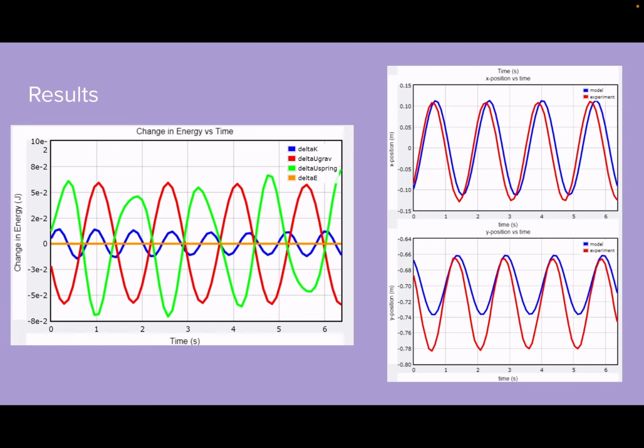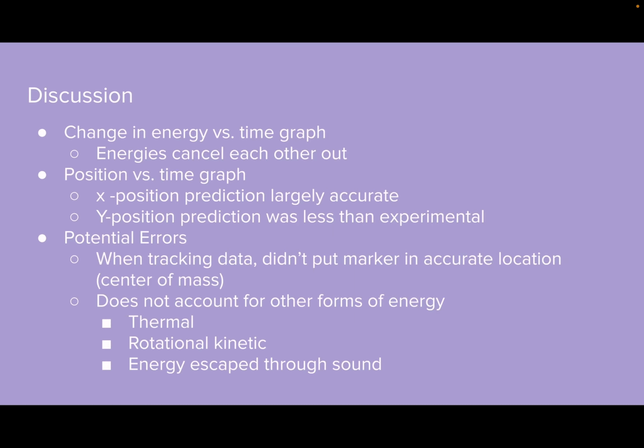The X is very similar, the model is very similar to the experimental, with the model being a little bit greater, and in the Y position, the experimental is greater in value than the model, but this could be due to issues when tracking data. Maybe I didn't put the marker in an accurate location, or I didn't account for other forms of energy such as thermal, rotational kinetic energy, or energy that escaped through sound. And the energies cancel each other out, resulting in 0 change in energy.